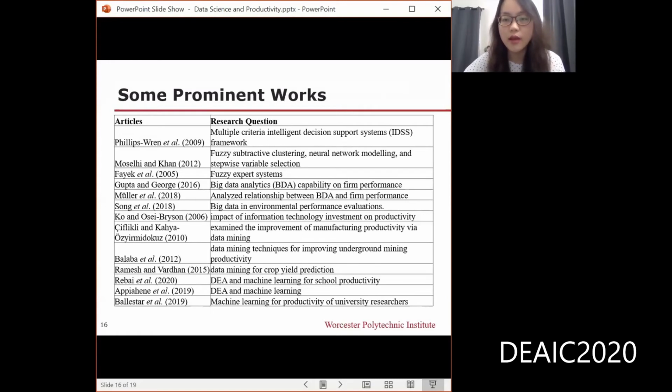Alternatively, other studies have concentrated on the interplay of data science and productivity by studying the effect of data science on productivity measurements and improvements.